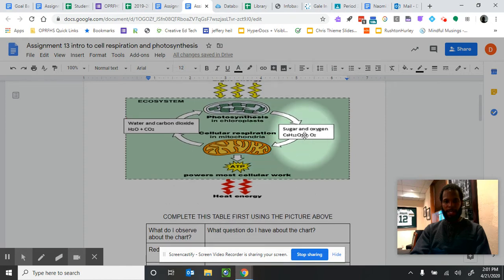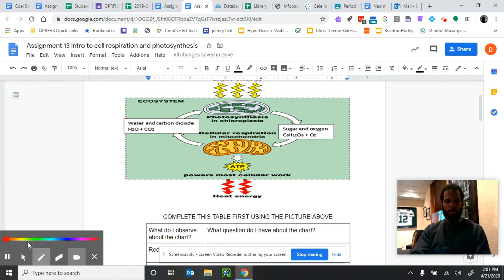So I see cellular respiration right here. There it is. And I've got to find the arrows that are pointing into respiration. What comes out of a plant is kind of what goes into cellular respiration. So there are 2 things that go into this right here. It's C6H12O6, which is another word for sugar, and oxygen.